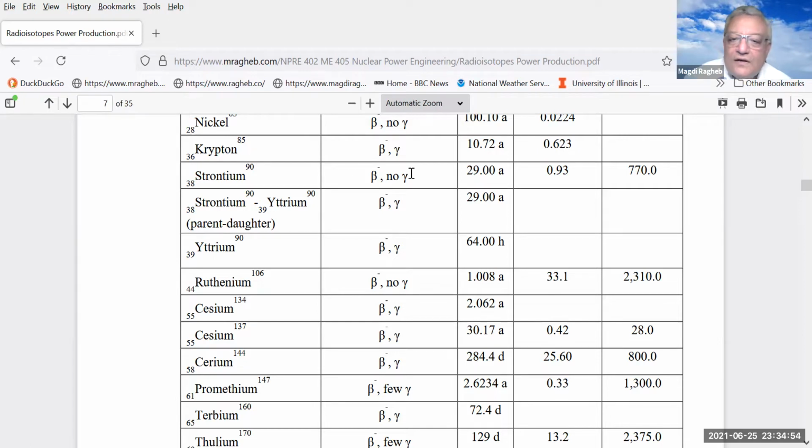However, what they did not realize is that strontium-90 itself decays into another isotope, which is yttrium-90. And now yttrium-90 emits gamma radiation. So over time, a radioactive isotope device using strontium-90 eventually starts emitting gamma rays. And accidents happen from that perspective.